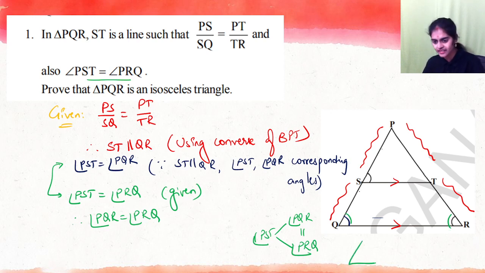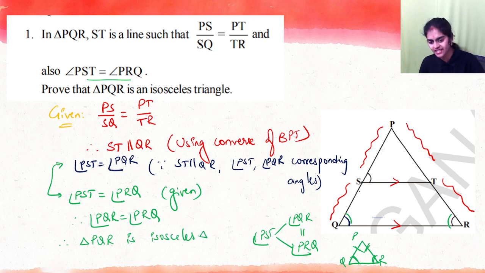So if you consider triangle PQR, these two angles are equal. Using the property of isosceles triangle, I told you that in an isosceles triangle, the angles opposite to equal sides are equal. So if two angles are equal, then the two sides opposite them are equal. So therefore triangle PQR is an isosceles triangle, using the isosceles triangle property. A few steps I'm not writing here.